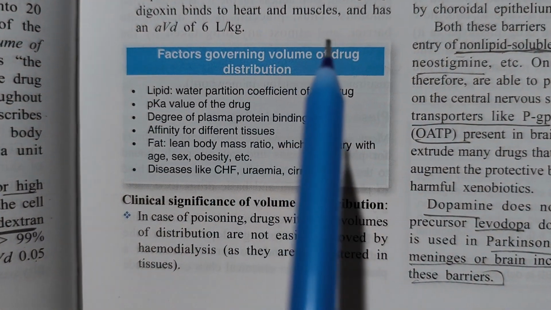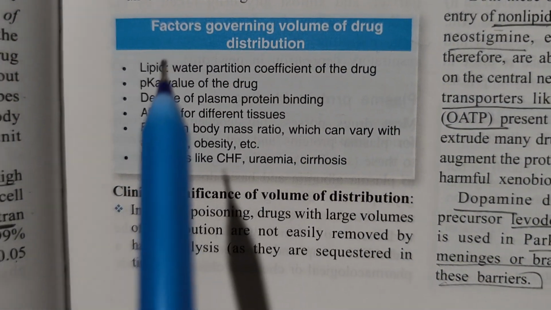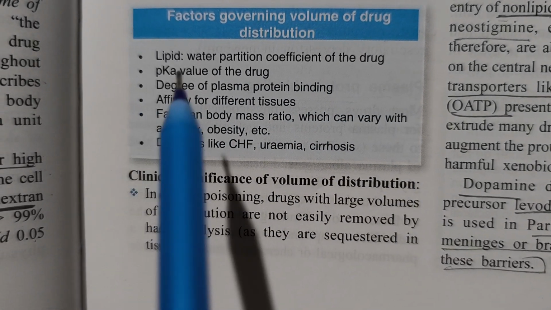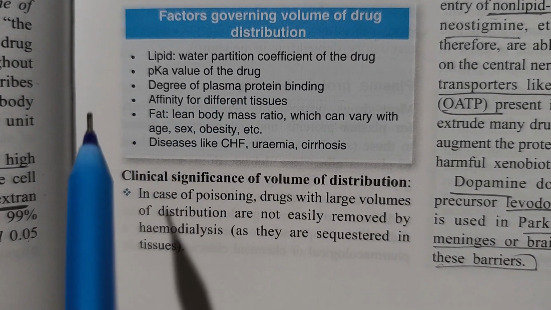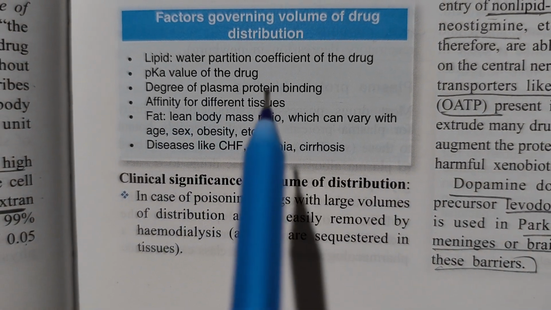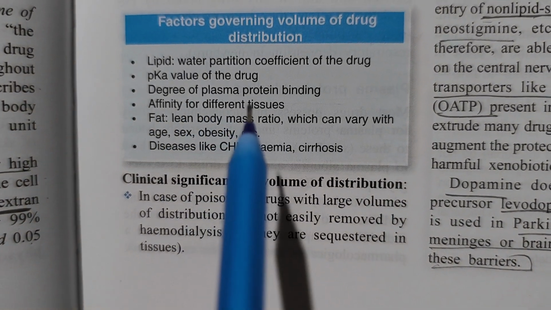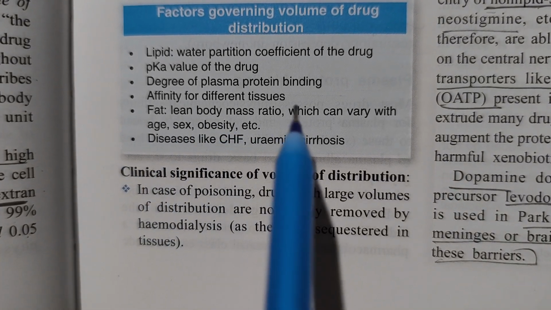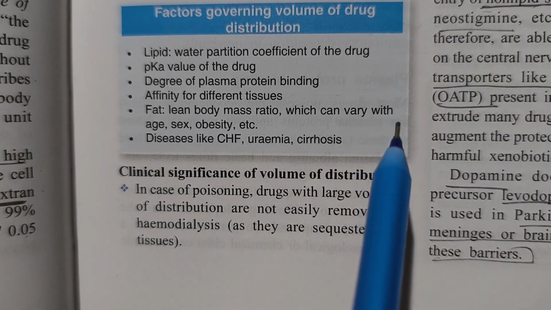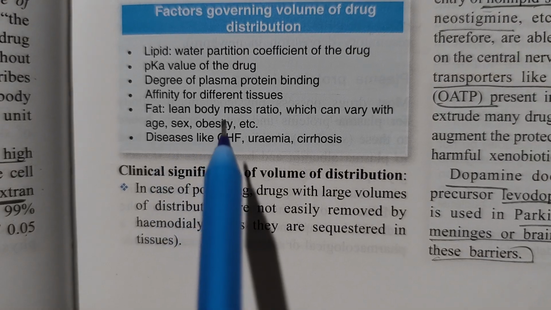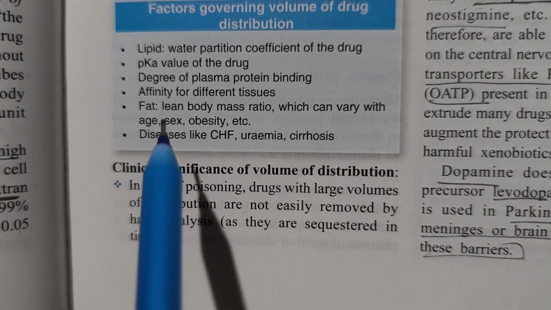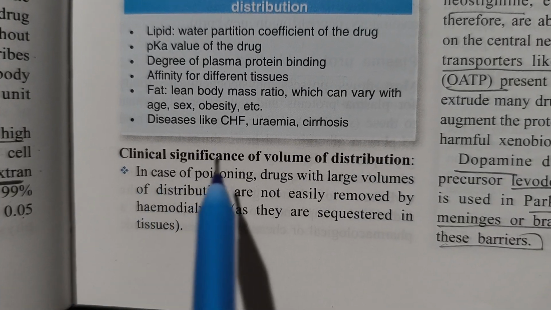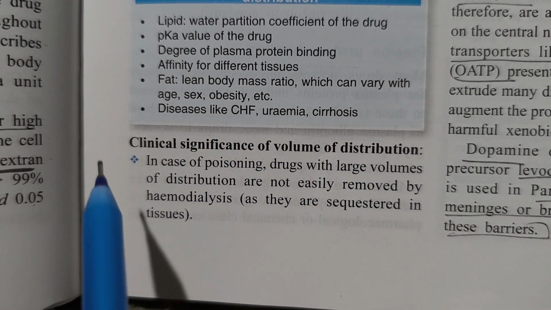Factors governing the volume of drug distribution: lipid water partition coefficient of the drug, pKa value of the drug, degree of protein binding, affinity for different tissues, fat to lean body mass ratio, which can vary with age, sex, obesity, etc. Diseases like CHF, uremia, cirrhosis. Clinical significance of volume of distribution.